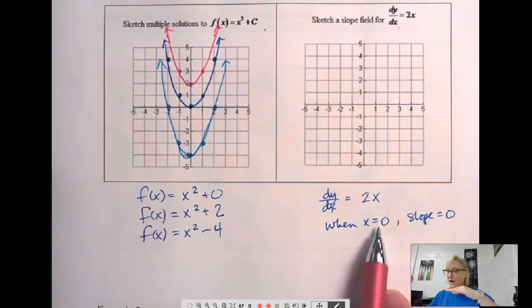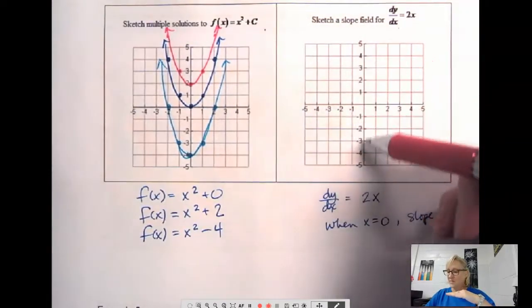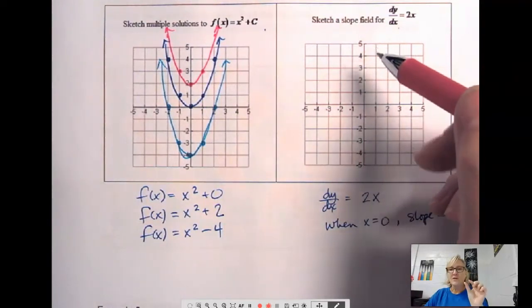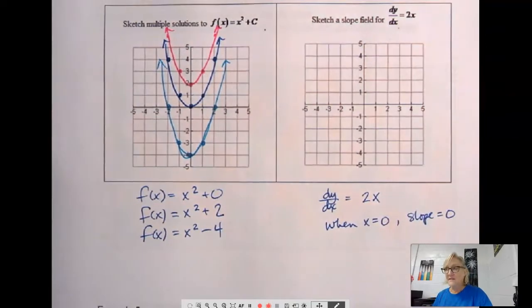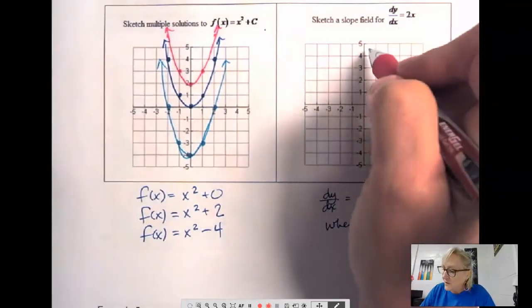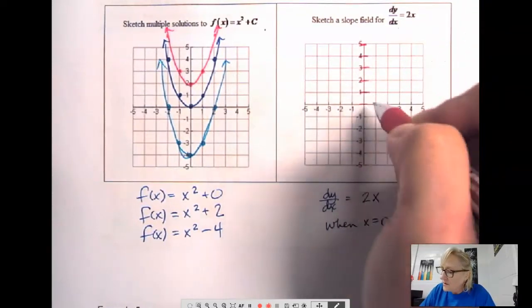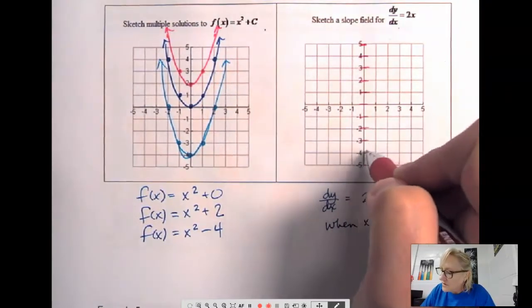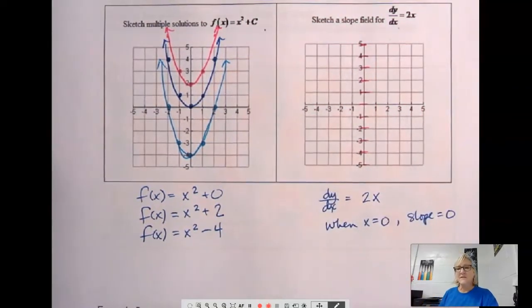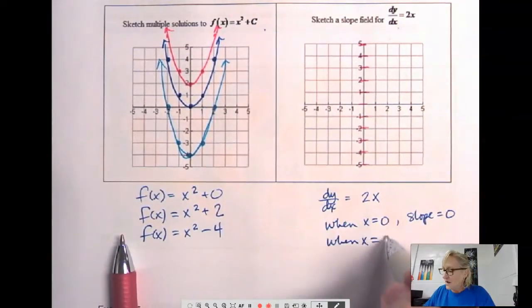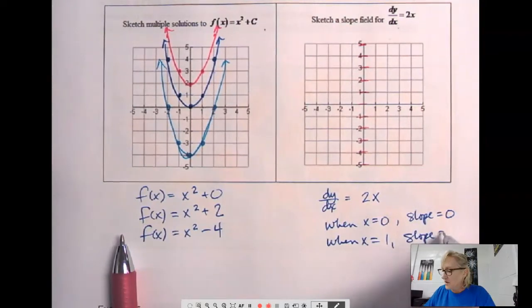So where x is 0, which is all up and down this y-axis, I'm going to sketch little bitty horizontal segments to represent that slope being 0. So it's just little tiny segments representing the slope at those points. Okay, let's do another generalization. When x is 1, the slope is 2 times 1, or 2.